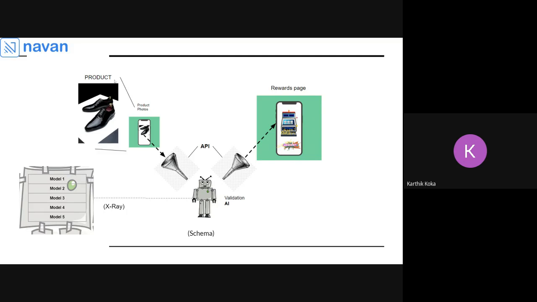So this is a simple diagram to explain how the project and the API was supposed to work. People would buy products of brand X, take images of them, and send the images to our API through an app, and these images would be validated by our AI. They go through different stages of validation, and if the validation is successful, they are forwarded to a reward page where they can access the rewards.